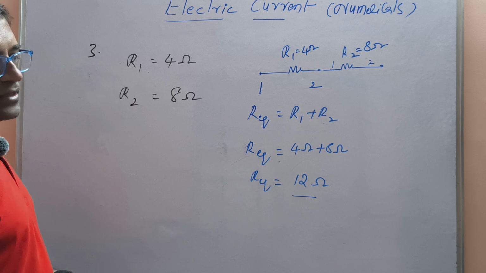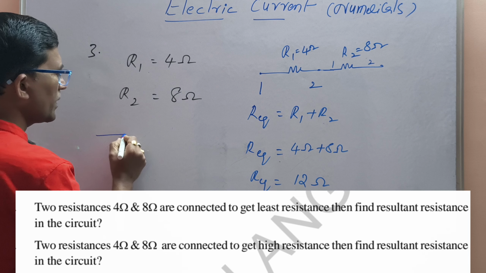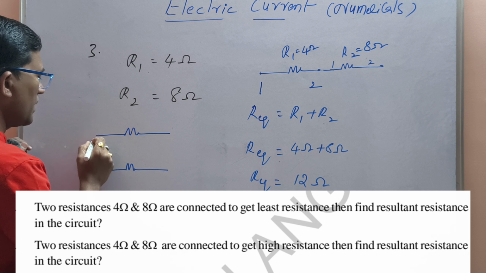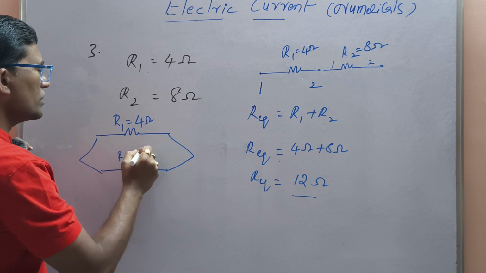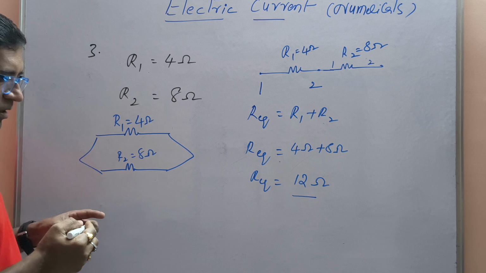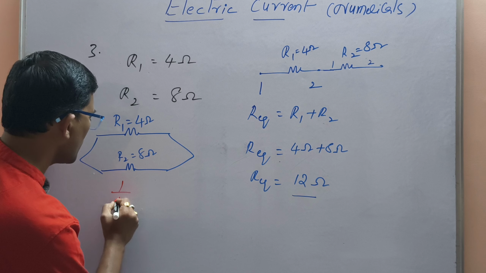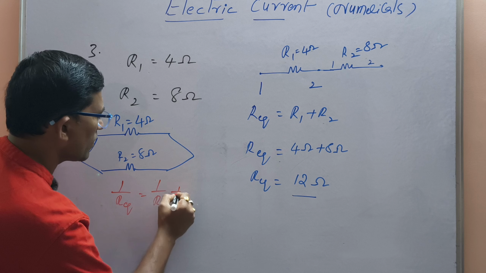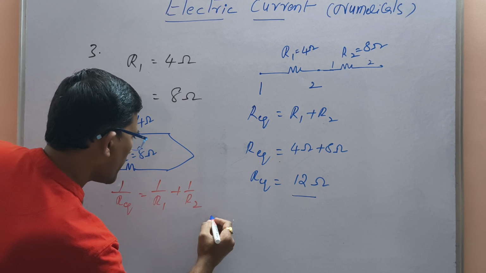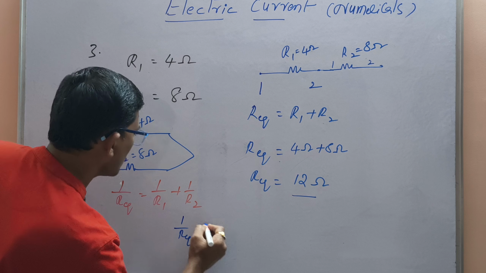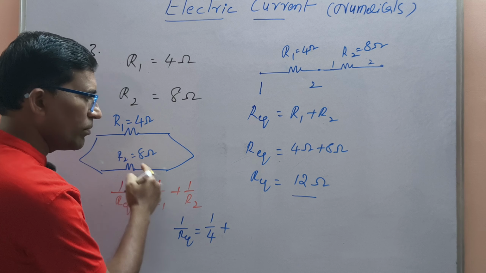Then, sir, how will we get the least resistance? It means you have to connect these resistors in which combination? Parallel. Now, if I connect these two in parallel, R1 is equal to 4 ohm and R2 is equal to 8 ohm. For the parallel combination, we know the formula: 1 by R equivalent is equal to 1 by R1 plus 1 by R2. Now, 1 by R equivalent is equal to 1 by R1, R1 is 4 ohm, so 1 by 4, plus R2 is 8 ohm, 1 by 8.